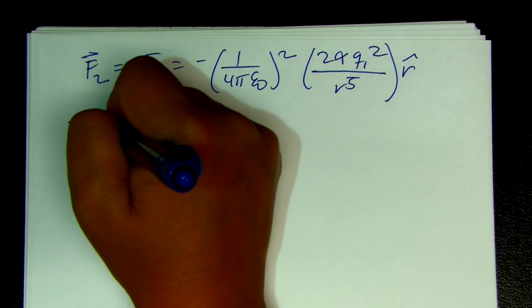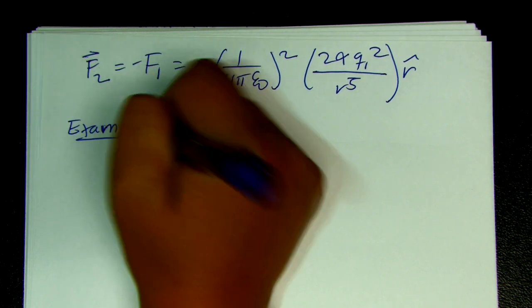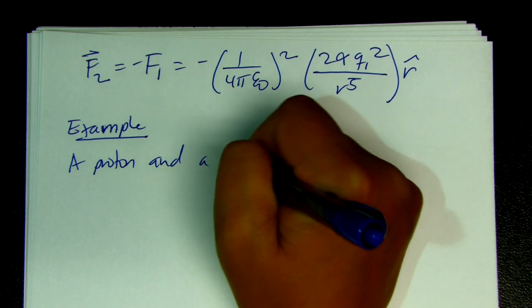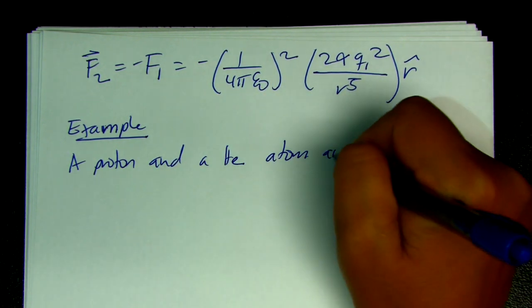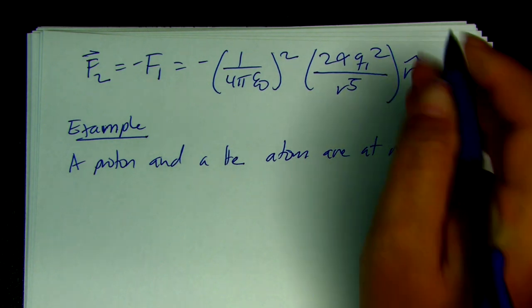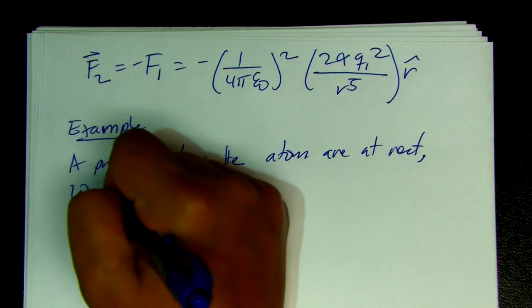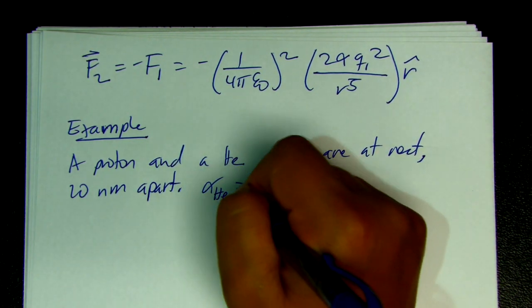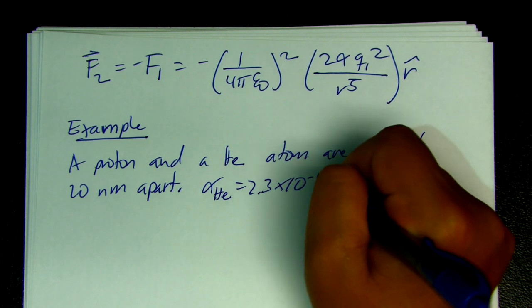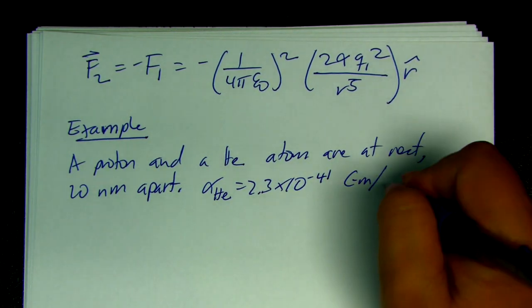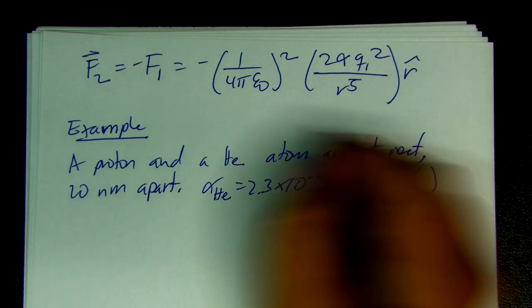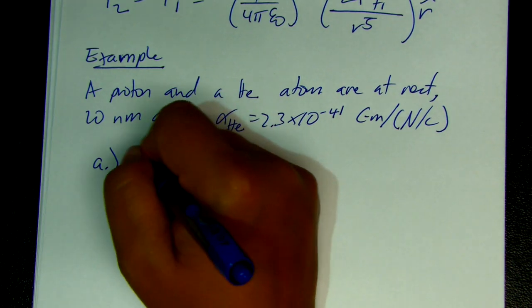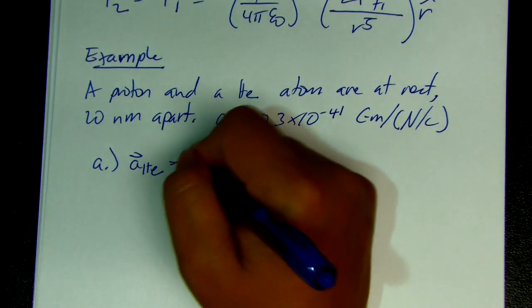All right, so let's look at an example. We have a proton and a helium atom at rest and 20 nanometers apart. The polarizability of helium is equal to 2.3 times 10 to the minus 41 coulomb meters per newtons per coulomb. So, what is the acceleration of the helium atom?